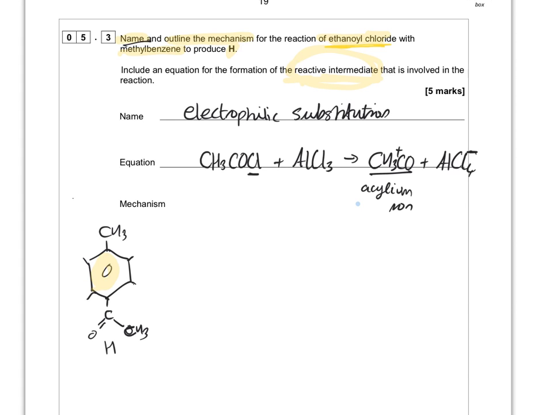So let's now look at the mechanism. So we want ethanoyl chloride and methylbenzene to produce H. So remember, it's methylbenzene and not benzene. Don't forget your methyl group sitting on top. This is the electrophile, the acylium ion. So I'm just going to draw it out.